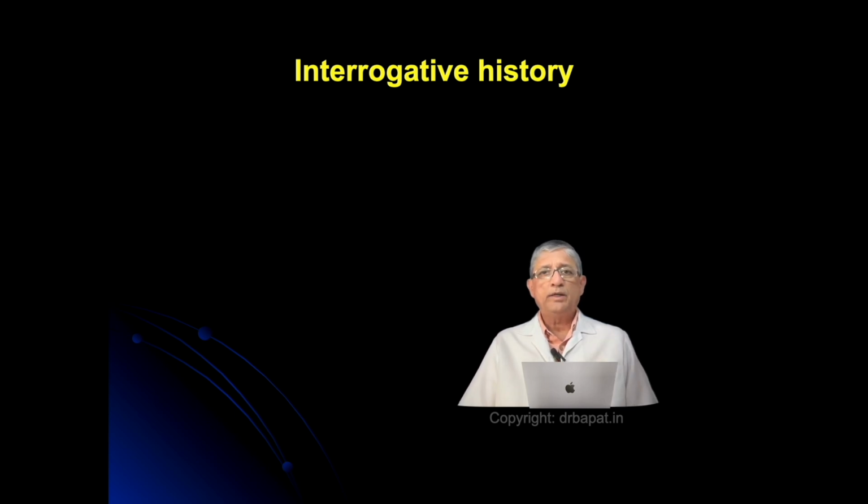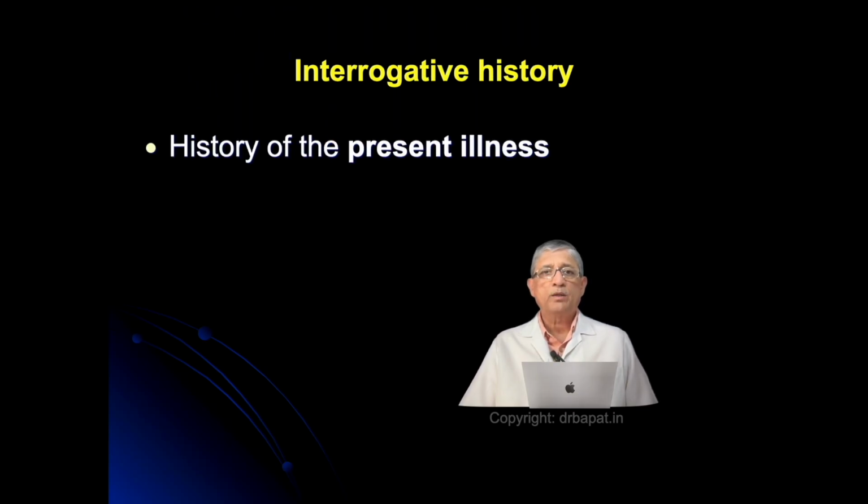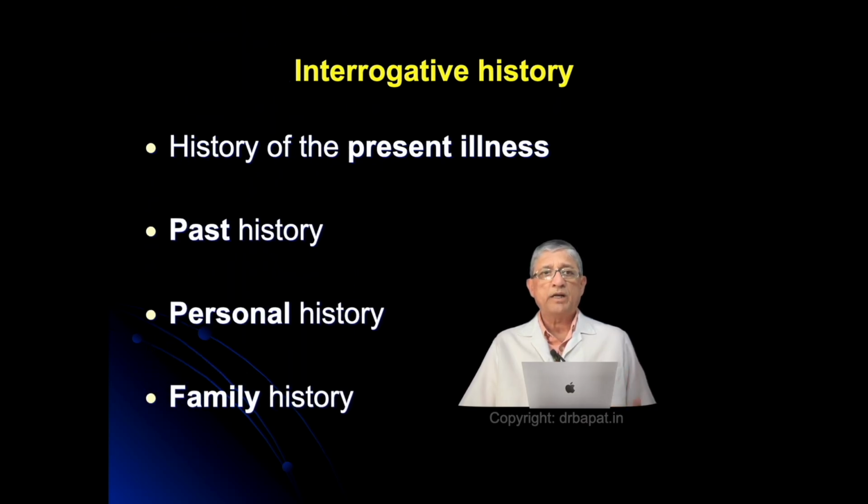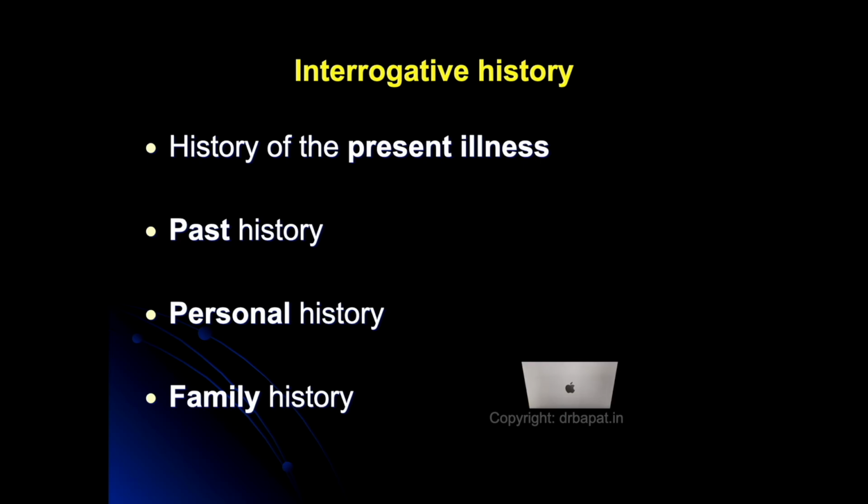And the third broad heading of history taking is interrogative history. This is how you interrogate. Ask the history of present illness, past history, personal history, and family history. Okay? Present, past, personal, family. Simple. Let us discuss them one by one.